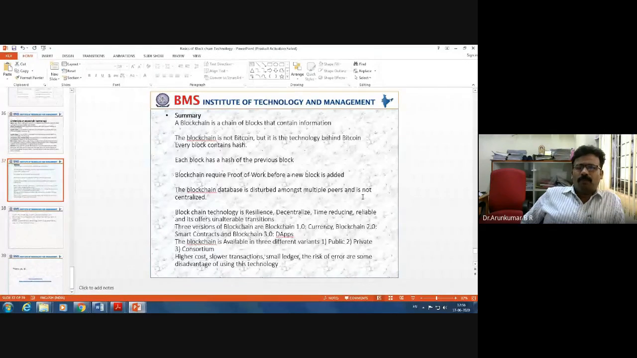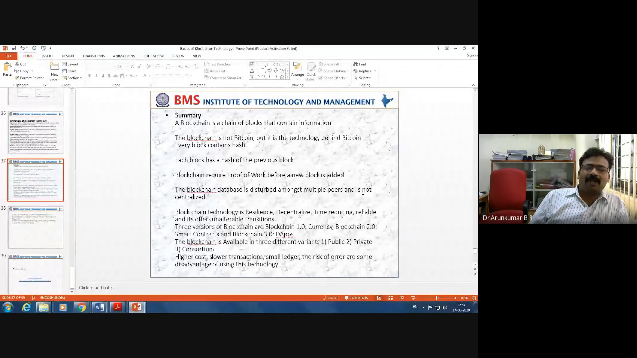Blockchain requires proof of work before a new block is added. Because if you allow a new block to be created quickly, one can quickly revalidate all new blocks and further subsequent blocks also. So for that purpose, blockchain has brought in the concept of proof of work. Before a new block is added, proof of work has to be executed by a particular block. A blockchain database is distributed. Blockchain is also a database. Blockchain is a distributed database among multiple peers, and it's not centralized.